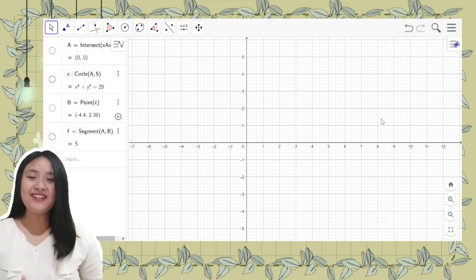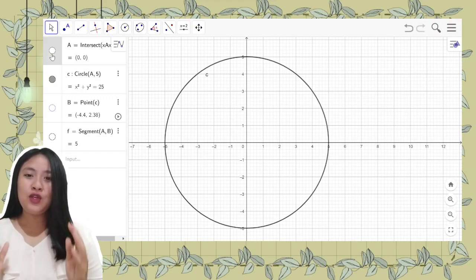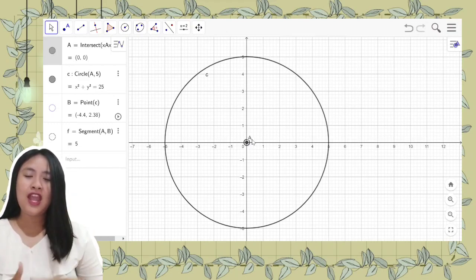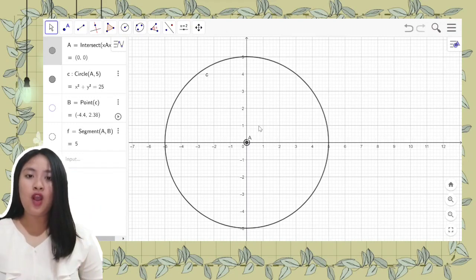For you to understand the definition of the circle better, let's see this GeoGebra. Look at the screen. For example, I have a circle with a radius of 5 and the central point of the circle equals point A. So we can call this circle A.